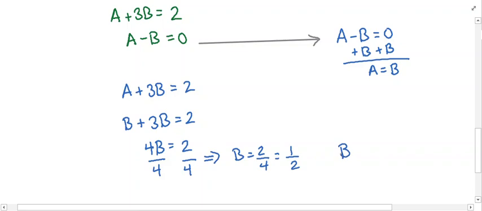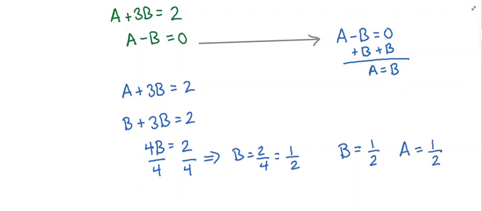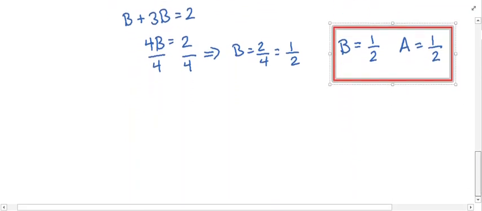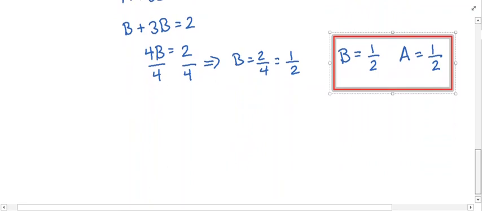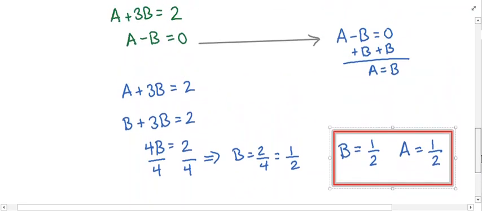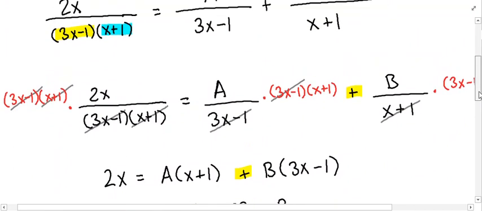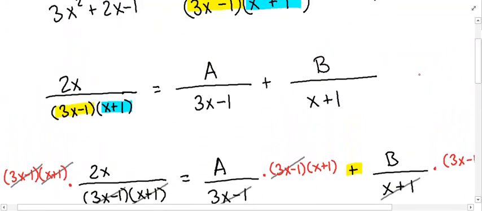So we've got b is 1/2. But a is the same thing as b, so a is also 1/2. So here are our coefficients for the partial fraction decomposition. Now I'm going to write all of this out. I am going to go up here. I just learned that the a value is 1/2. I know the b value is 1/2.